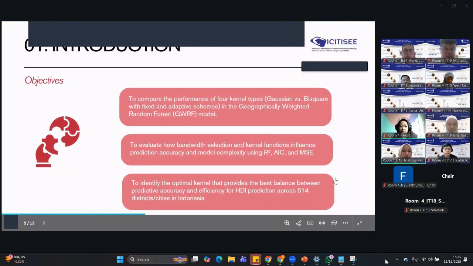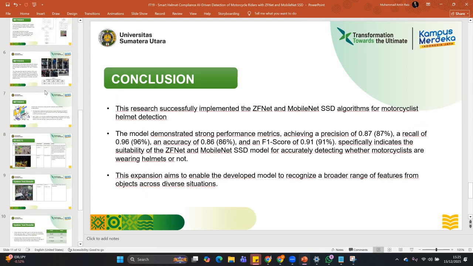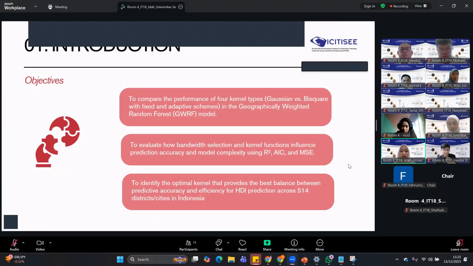So the objectives of our research: the first one is to compare the performance of 2 kernel types, Gaussian versus bi-square, with fixed and adaptive schemes in the geographically weighted random forest, or GWRF model. Second, to evaluate how bandwidth selection and kernel functions influence prediction accuracy and model complexity using R-squared, AIC, and MSE. And finally, to identify the optimal kernel that provides the best balance between predictive accuracy and efficiency for HDI prediction across 514 districts or cities in Indonesia.